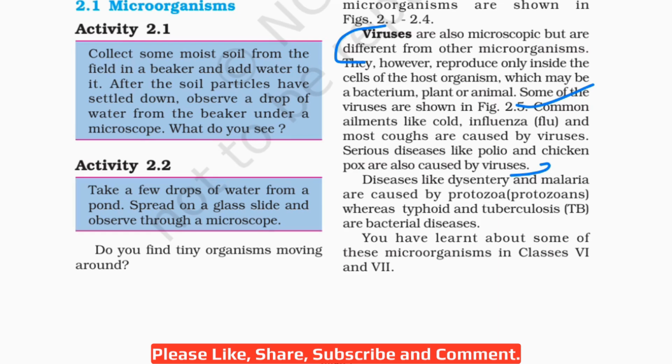So there you have to write the answer virus. Okay. Now the next one, bacteria. Diseases like dysentery and malaria are caused by protozoa. This is protozoa, whereas typhoid and tuberculosis are bacterial diseases.